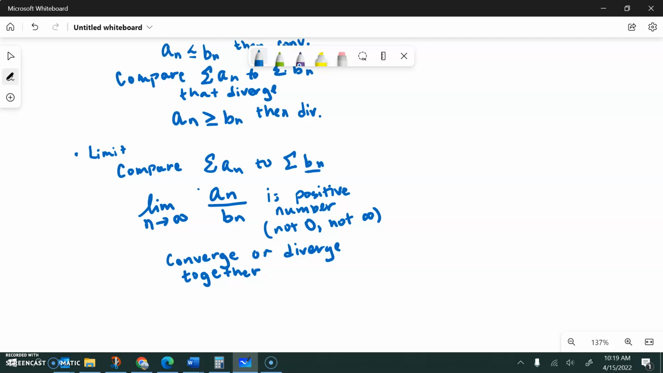Important note here, it doesn't matter which one you put on top, because if you get a positive number that's not 0 or infinity, then if you do it the other way, you'll just get the reciprocal.